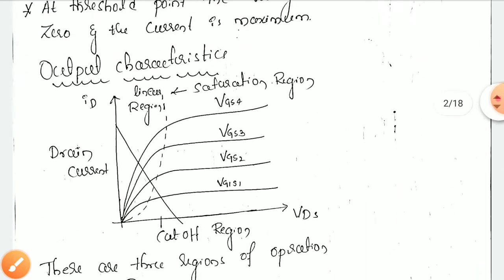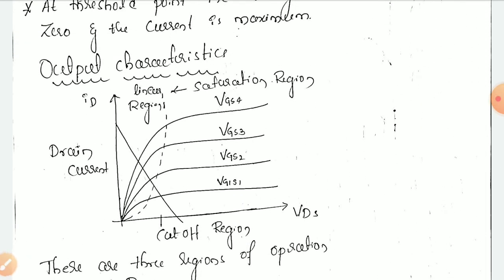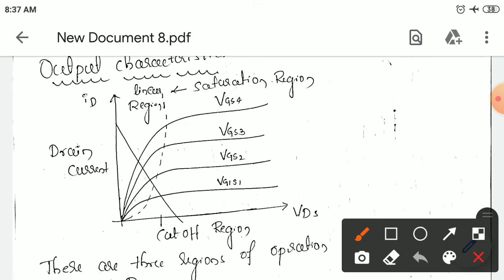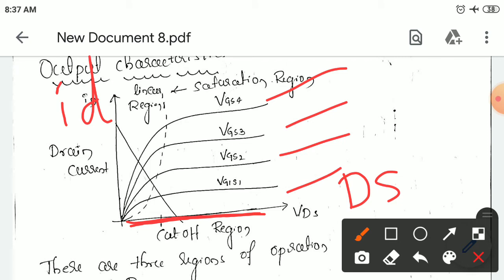Now you keep the input constant and vary the output, to see the behavior. Here VDS is the drain source voltage, and ID is the drain current. If you vary the VDS, the drain source voltage, and keep the input constant, then for each VGS, the different gate voltages, we get a different graph.